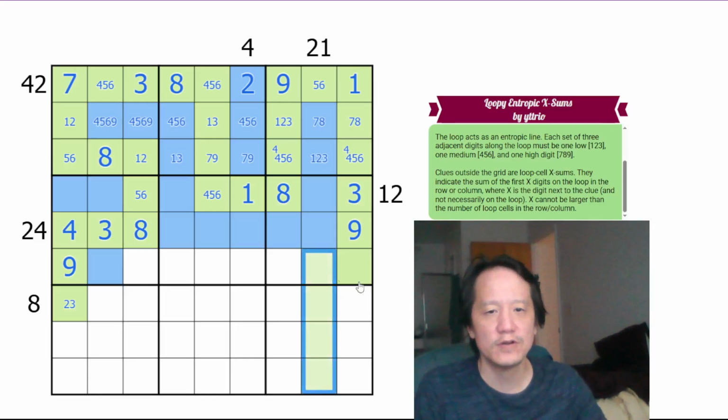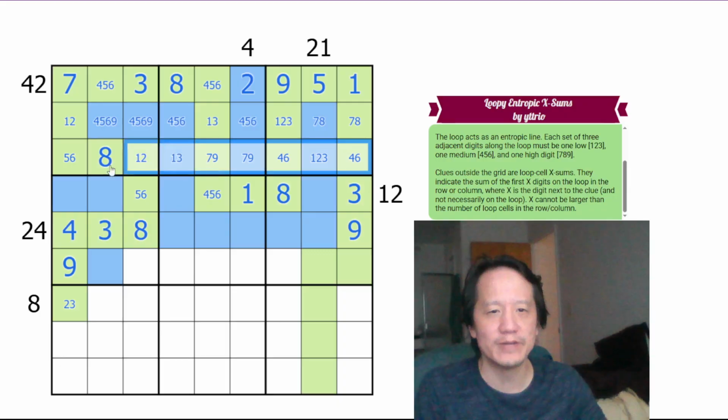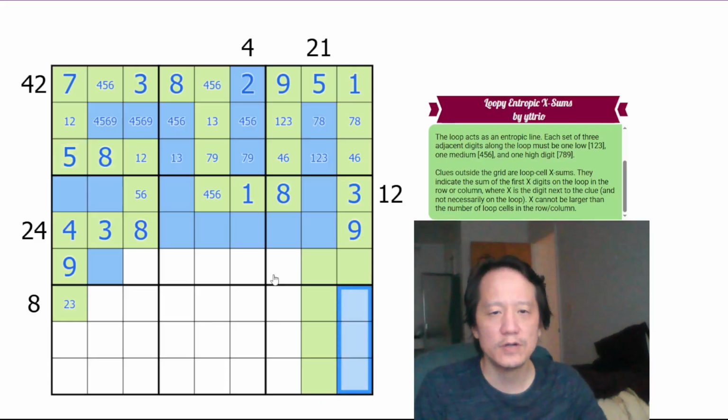So this must be 5 then, which means this can't be 5 here. That makes this a 4, 6 pair in row 3, which eliminates 4 and 6 in the rest of the row. This can't be 6, this is 5. So none of these are on the loop. None of these are on the loop. To connect back, you have to go here. You must connect here.